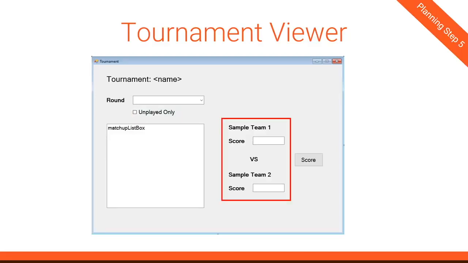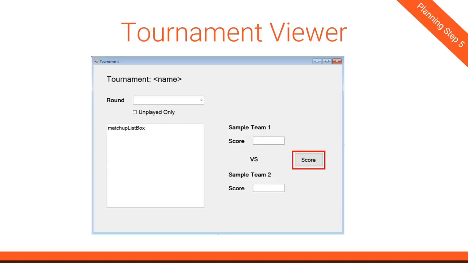Next, we have this section over here that displays the scores and allows us to update or change the scores. Based upon who is selected in the matchup list box, that will determine which matchup then gets displayed on the right. First, we'll update the team names, Team 1 and Team 2. And then if they have scores, we'll put those scores in these score boxes. And finally, this score button right here will allow us to change that matchup's scores.